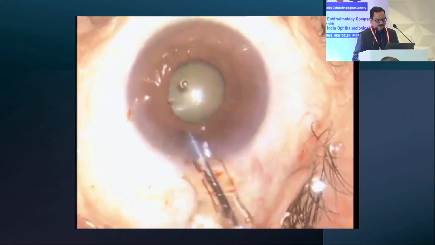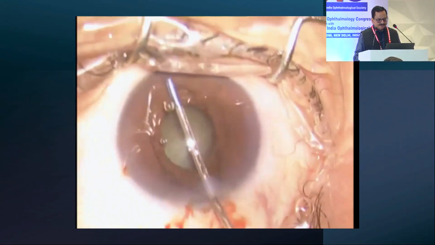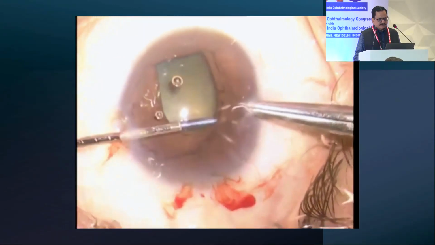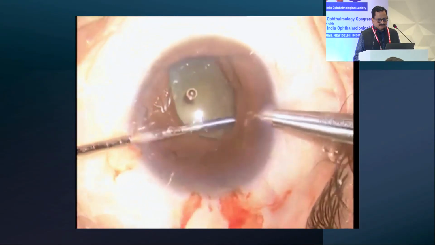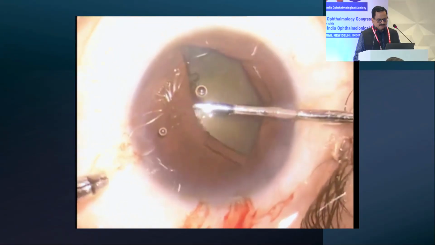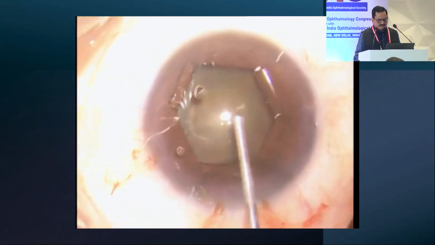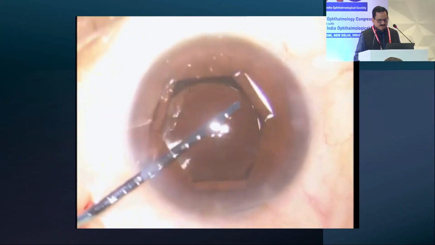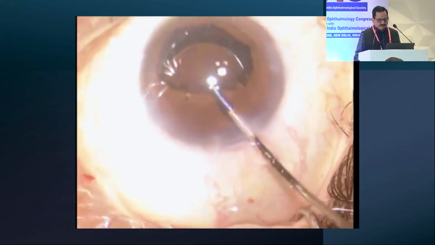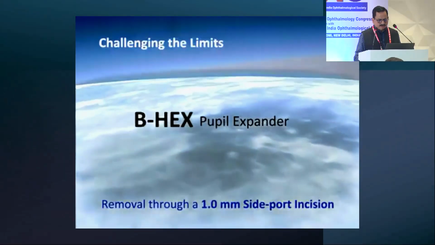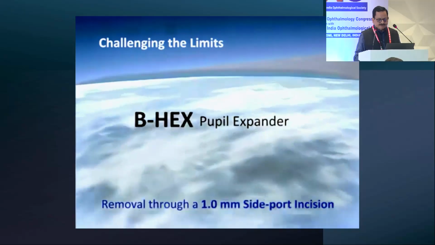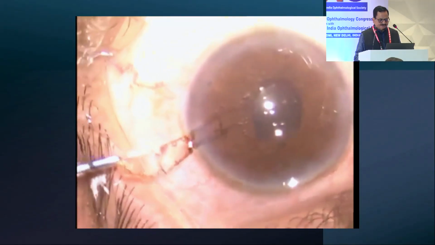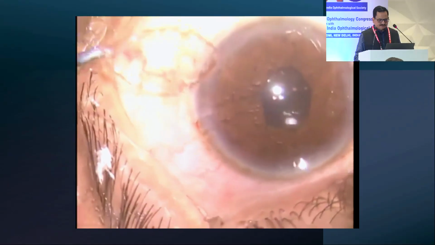A 23-gauge forceps advances the preloaded device from its transparent housing through the incision into the eye. As alternate flanges are tucked under the iris, the notches engage the pupil margin, resulting in an expanded pupil. Removal is so much easier than other devices that it can exit even through a 1 millimeter side port incision. And we have a wonderful round pupil at the end of surgery.